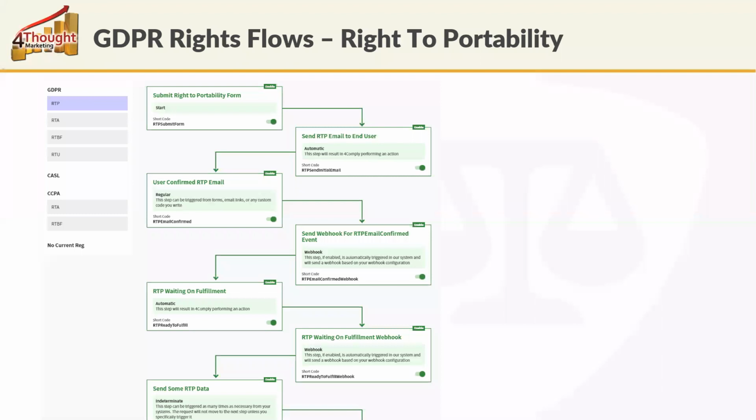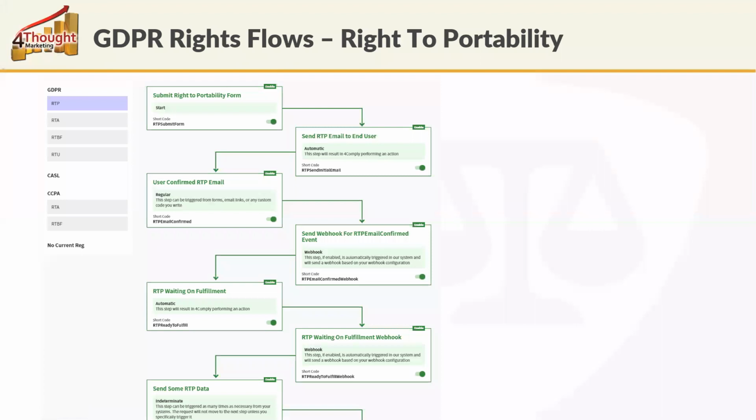And then 4Comply will send webhooks to all the different systems in your organization to make sure that they can find information about this person, send that information back to 4Comply, and finally notify the end user about the results. So basically there's a flow for each of the rights that are requested in the law, and you have the ability to customize or, again, disable some of the pieces.